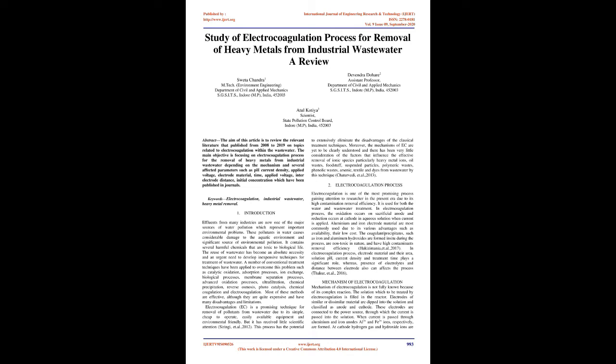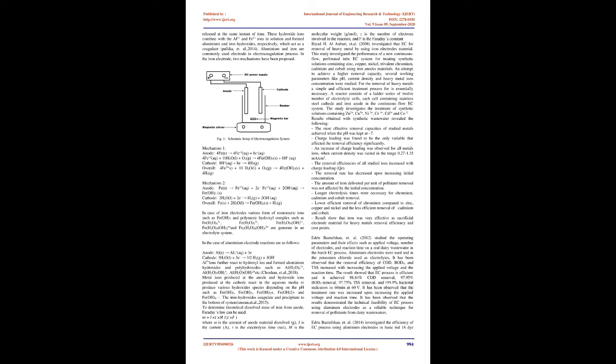2. Electrocoagulation process. Electrocoagulation is one of the most promising processes gaining attention from researchers in the present era due to its high contamination removal efficiency. It is used for both water and wastewater treatment. In the electrocoagulation process, oxidation occurs on the sacrificial anode and reduction occurs at the cathode in aqueous solution when current is applied. Aluminium and iron electrode materials are most commonly used due to their availability and low cost. The coagulants/precipitates, such as iron and aluminum hydroxides, are formed in situ during the process, are non-toxic in nature, and have high contaminants removal efficiency.